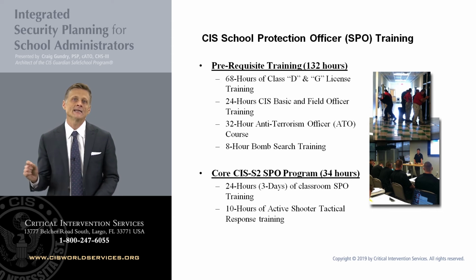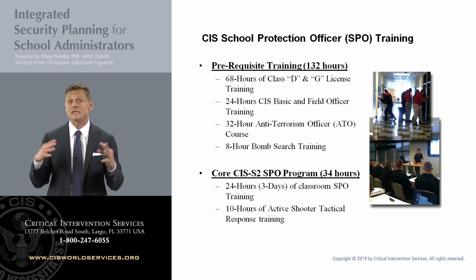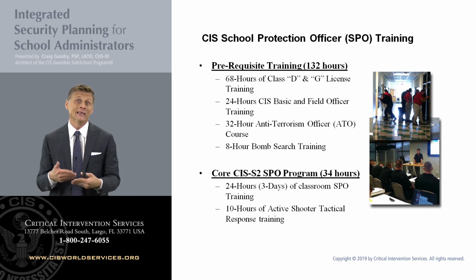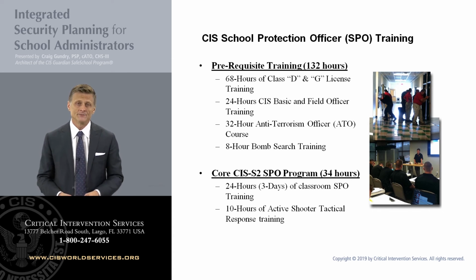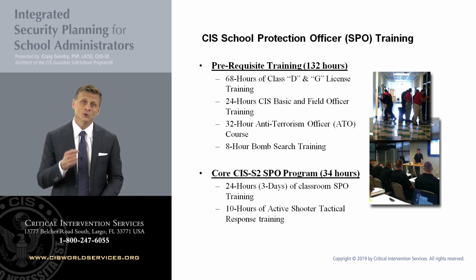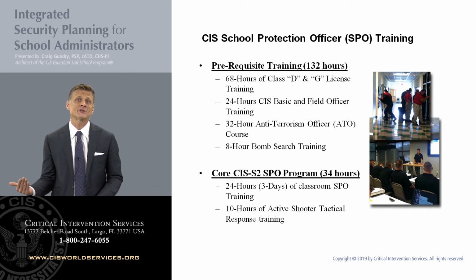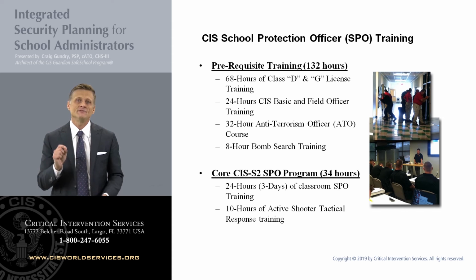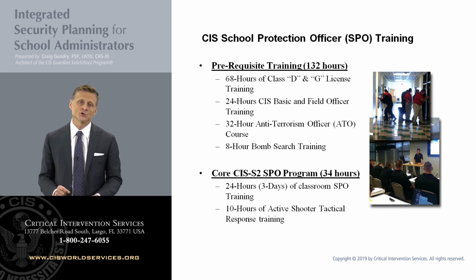We also have a 32-hour anti-terrorism officer training course. Now, that is a bit beyond the spectrum of just school resource officer needs, but does encompass a number of topics that overlap. And then 8 hours of bomb search training. Then, having completed the prerequisite training, they also have a core school protection officer training course, which is 34 hours of additional training. That includes 3 days, 24 hours of training in the topics we just discussed. Youth social dynamics, laws and liabilities, best practices and emergency response procedures, and other similar types of issues. And then they receive 10 hours of live active shooter response tactical training, focusing on, again, rapid deployment tactics.